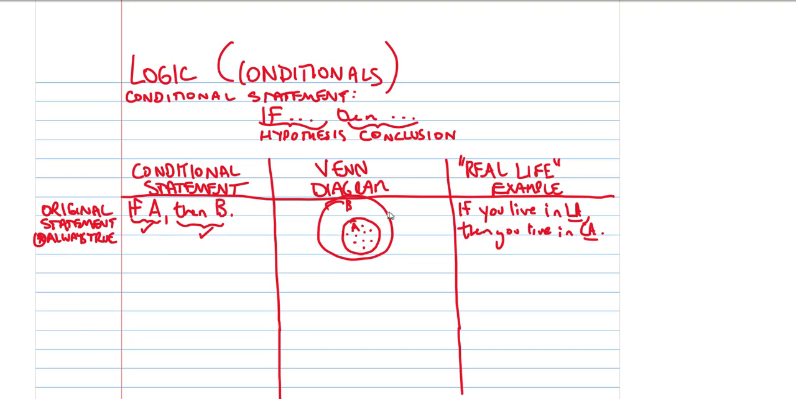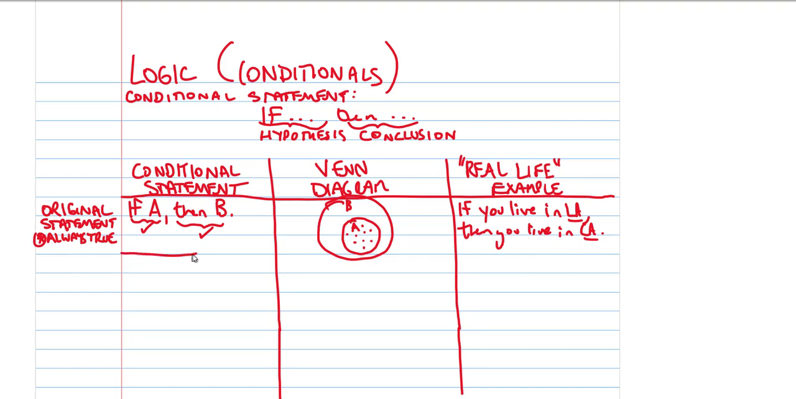If you look at the Venn diagram, you can almost imagine that the Venn diagram is sort of a map, and A is the city or county of Los Angeles, and that city or county is completely contained within the state of California. So it is true that if you live in Los Angeles, you live in California. That statement is always true.